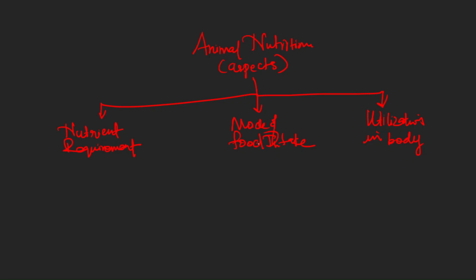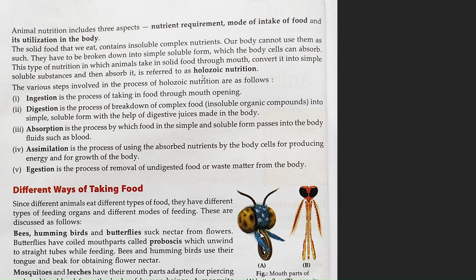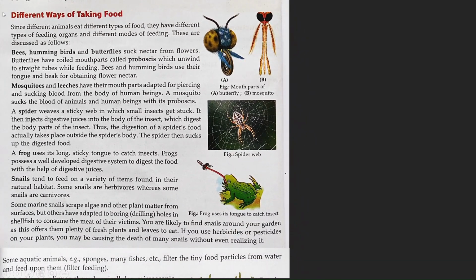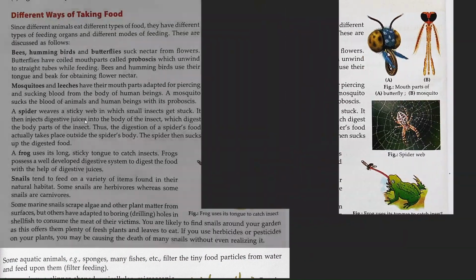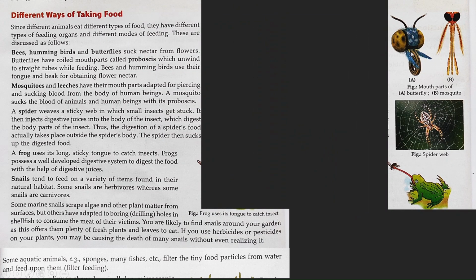And then next, mode of food intake. So we have been seeing this Holozoic nutrition in detail, that is, food through the mouth, and then it is absorbed as a soluble substance. We have seen the various steps involved. Next, we will be seeing the mode of food intake, different ways of taking food. So a list is given over here. We will see one by one.